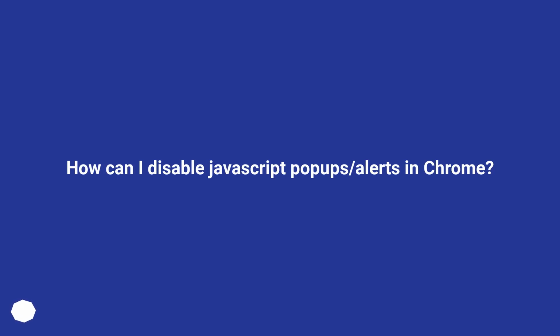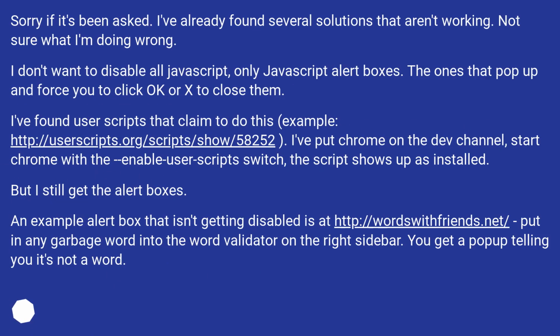How can I disable JavaScript popups / alerts in Chrome? Sorry if it's been asked. I've already found several solutions that aren't working. Not sure what I'm doing wrong. I don't want to disable all JavaScript, only JavaScript alert boxes, the ones that pop up and force you to click OK or X to close them.